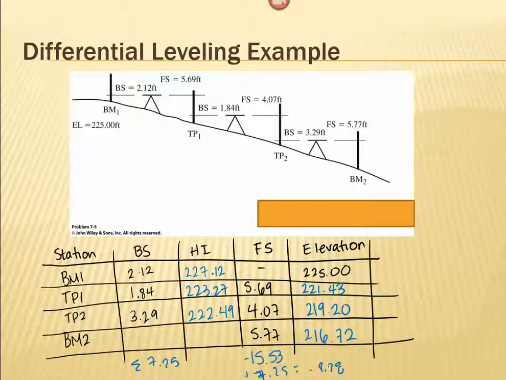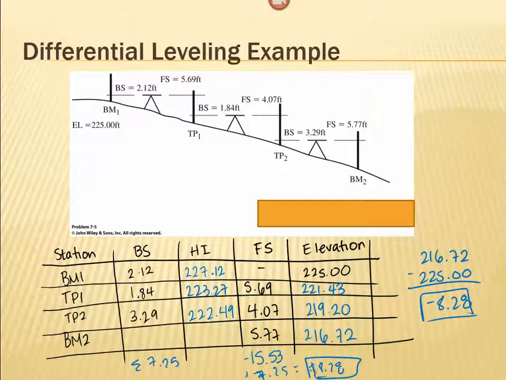So what? Well, 216.72 minus the original 225.00 gives me indeed negative 8.28. Since these two numbers match up, then we are in great shape. All right, let's do another one.